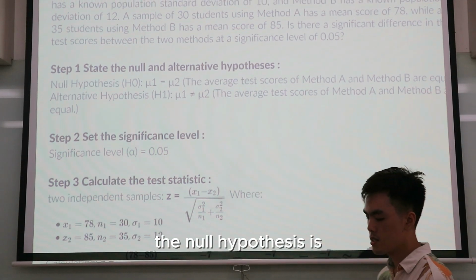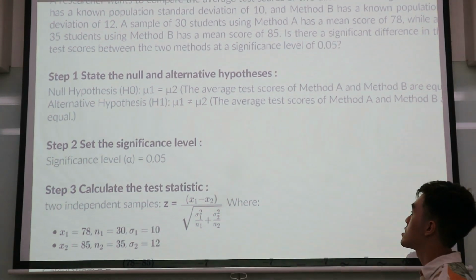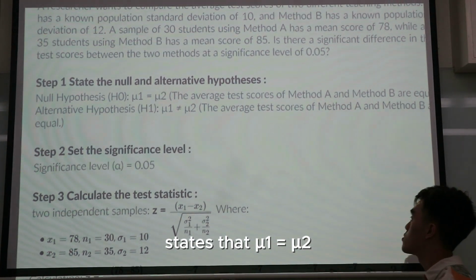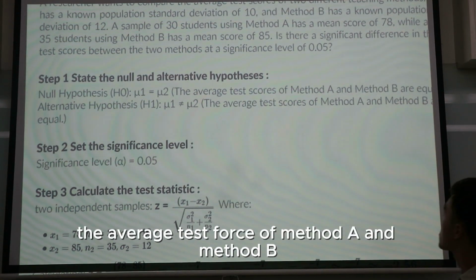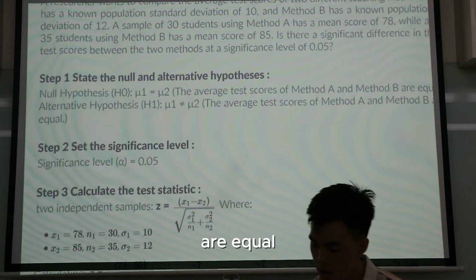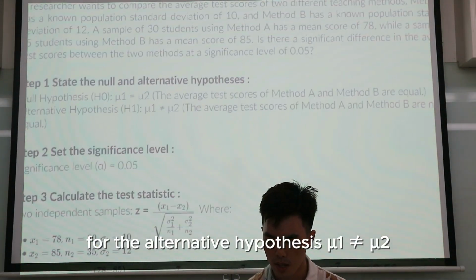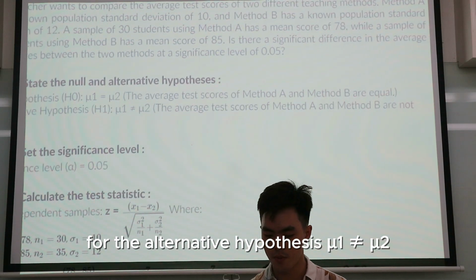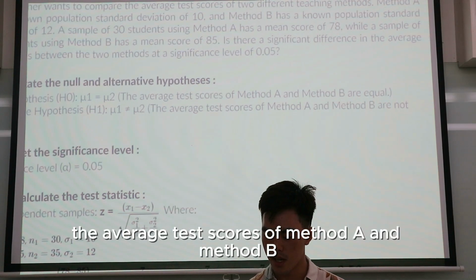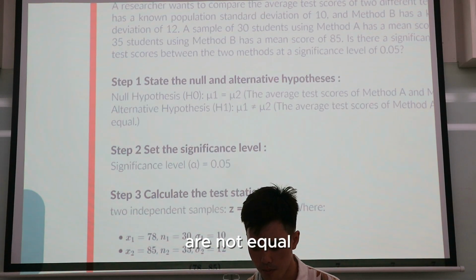The null hypothesis states that mu1 is equal to mu2. The average test scores of method A and method B are equal. For the alternative hypothesis, mu1 is not equal to mu2. The average test scores of method A and method B are not equal.